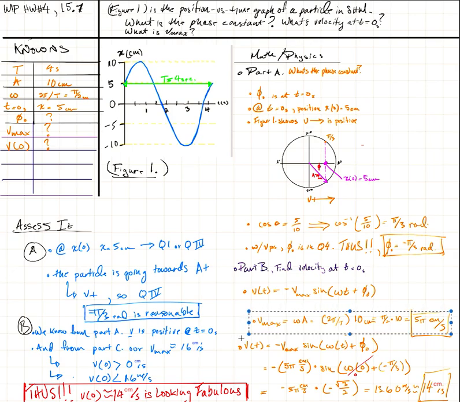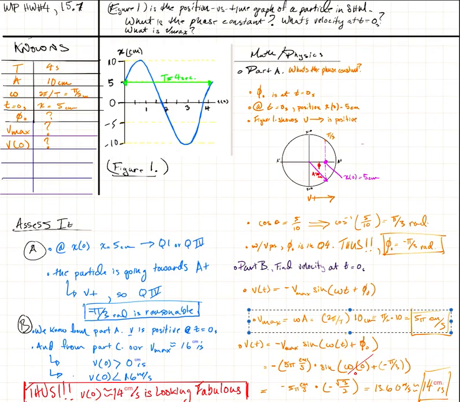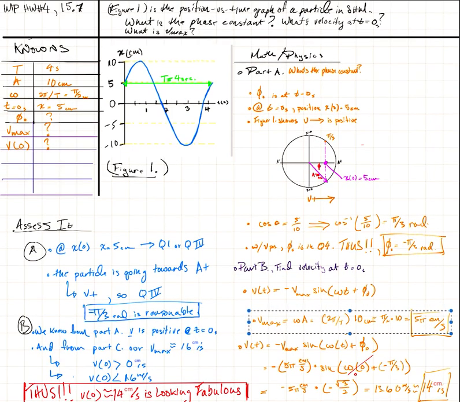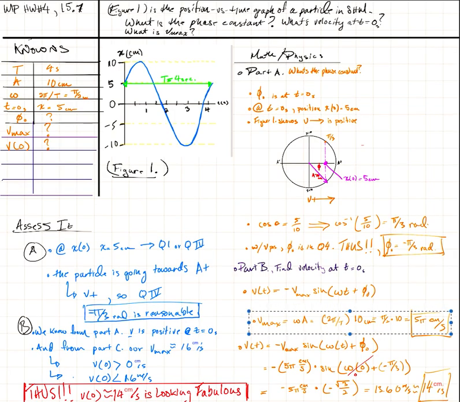So V max is angular frequency times amplitude. Our amplitude was 10 centimeters, and we already solved for angular frequency, which was pi over 2. We get 5 pi centimeters per second as our velocity max.